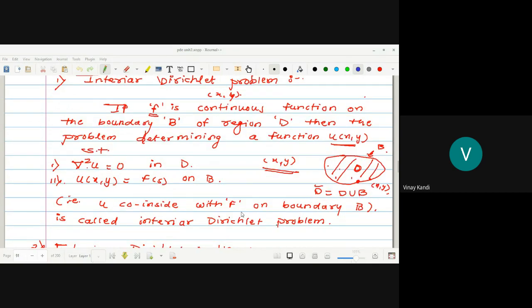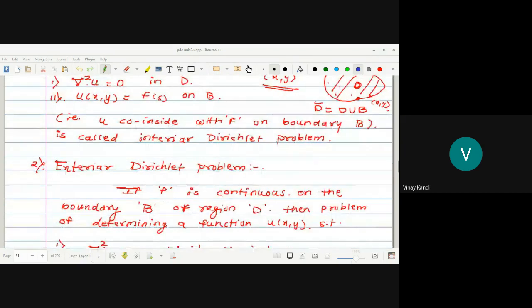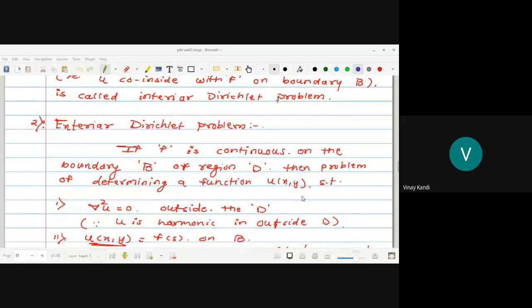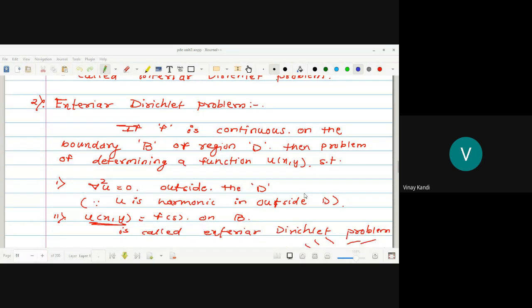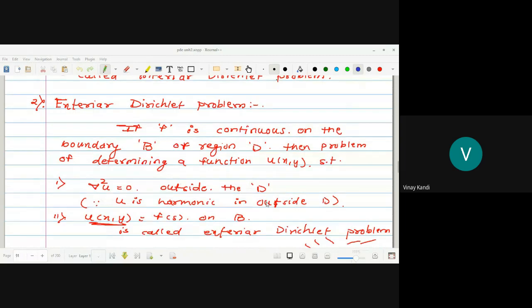Similarly, for the exterior Dirichlet problem, f is a continuous function on the boundary, and u of xy satisfies the Laplace equation inside the region D, that is u is harmonic, that is u double x plus u double y is equal to 0, and u of xy coincides with f on the boundary B. So these are the two types of Dirichlet problem.